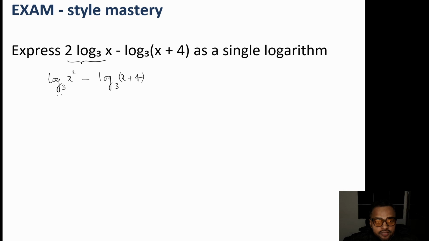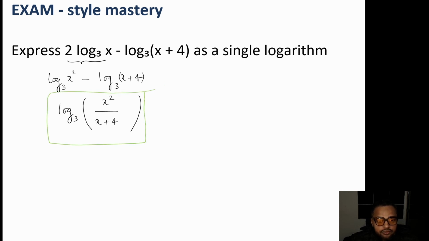Okay, now the bases are the same. Here we can see that the bases are same. Now if we apply the quotient law, it will be log with base 3, and the part of the logarithm will be in division, so it will be x square by (x plus 4). Okay, so what we have learned here, I'll write it here for you. This was the solution. We have expressed this as a single logarithm, student.